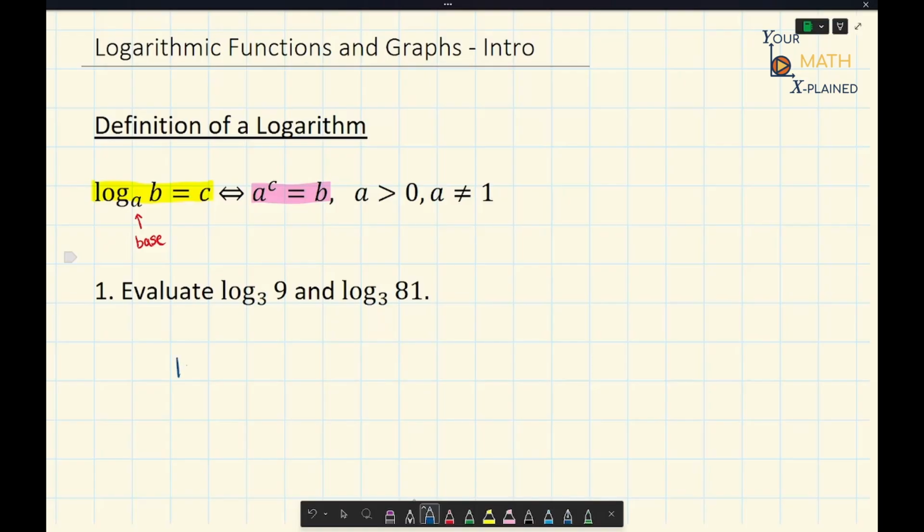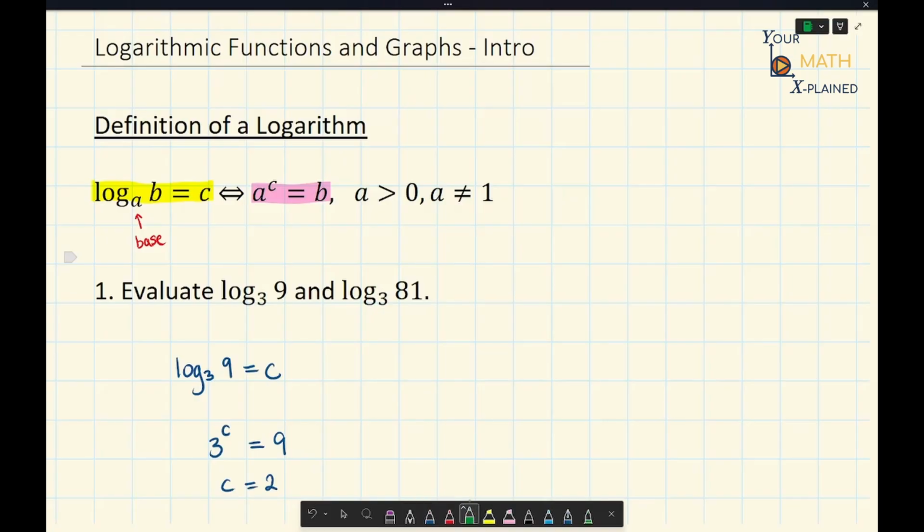So we would have log base 3 of 9 is equal to c, and c is what we're trying to find. So now using the definition, we have our a is equal to 3, so we would have 3 to the power of c is equal to b, which is 9. And now this is much easier for us to find the value because we're used to seeing exponential equations. We know that 3 to the power of 2 is equal to 9. So therefore, our c is equal to 2.